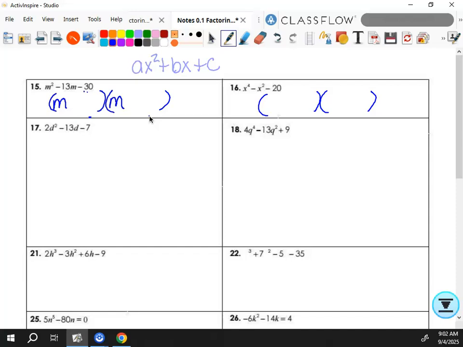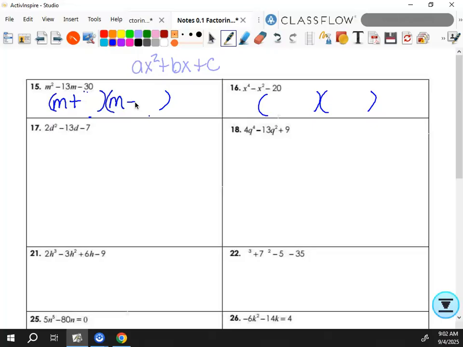So the way I like to think about this is I look at the fact that this is negative, and so I know my signs are opposite. And then that helps me with my numbers also. I need 2 numbers that multiply to give me 30 and combine to give me a negative 13, and the signs have to be opposite. 10 and 3. Will that work?